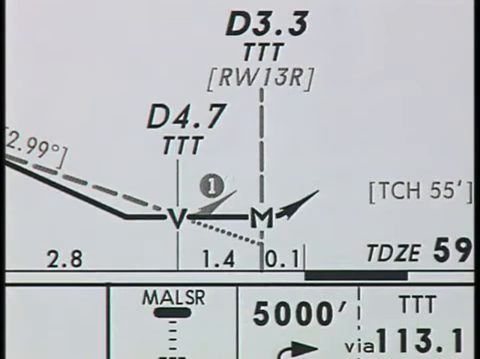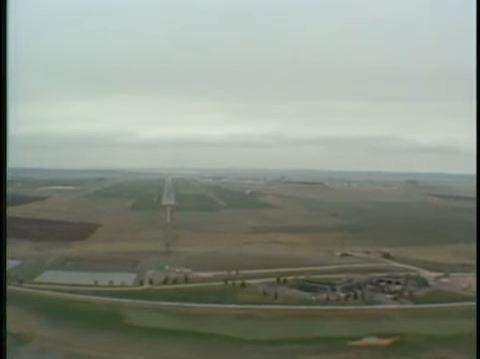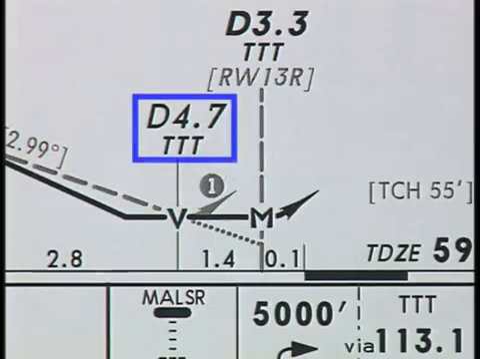Some non-precision approaches incorporate a visual descent point, or VDP. It is represented by the symbol V on the profile view. It is the location where you may begin a normal descent from the MDA if you have the runway threshold, approach lights, or other identifiable markings of the runway environment in sight. If VASI lights are installed at the airport, your aircraft should be on the VASI glide path at the visual descent point. This VDP is identified by the D4.7 DME fix. This point is an advisory fix, as noted by the thin vertical line.